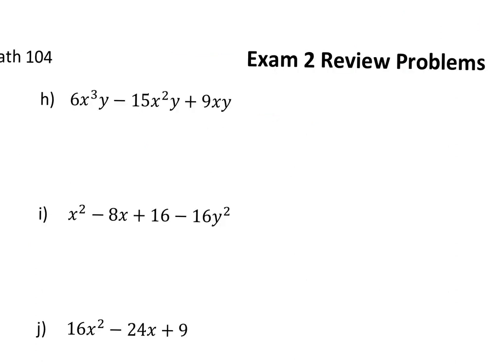We are flying here. We have 6x cubed y minus 15x squared y plus 9xy. So we want to look for a common factor. So there is a common factor of 3, and then x and y. So I'm going to divide that common factor out from each of my terms. So that gives me 2x squared minus 5x plus 3.